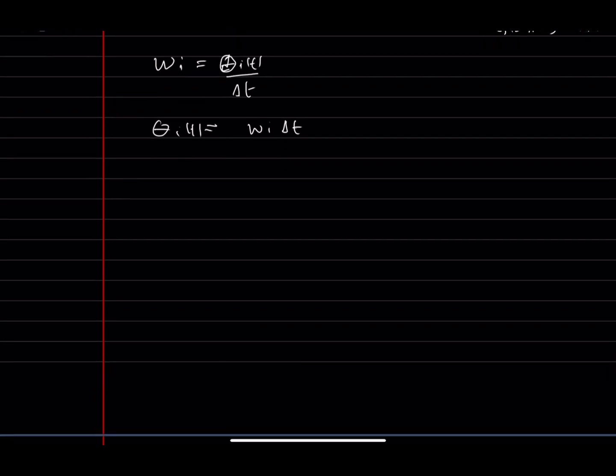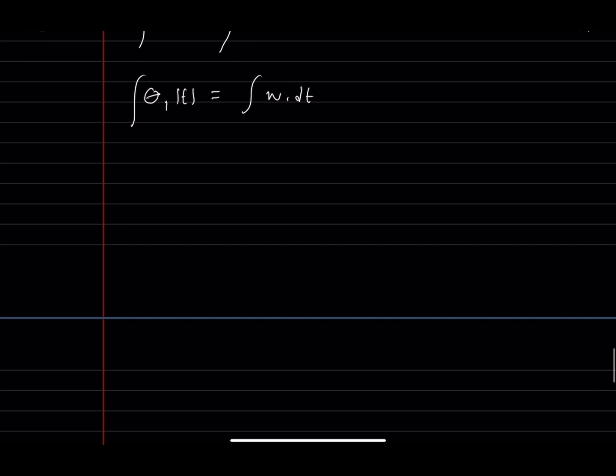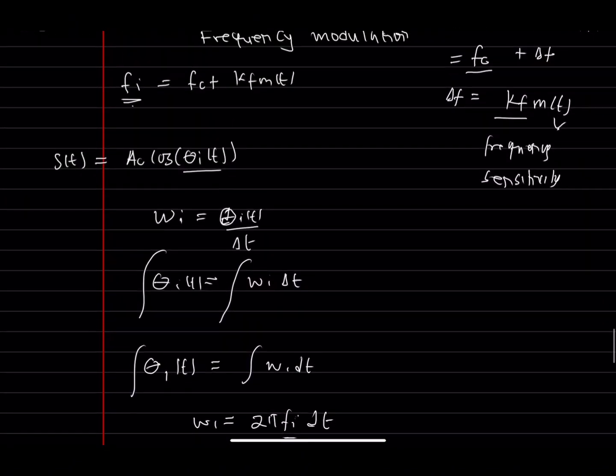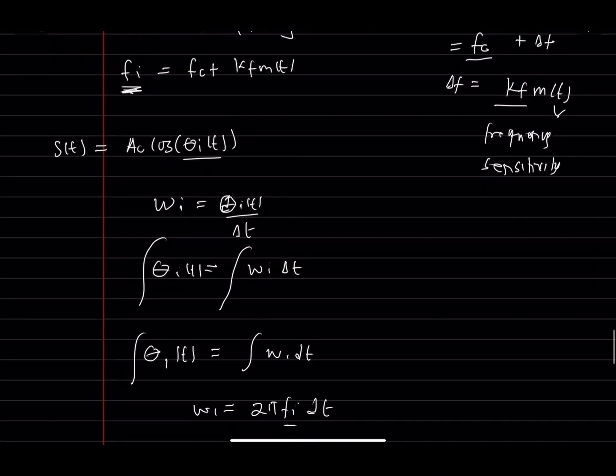And when we want to find the integral of both sides, we can say that the integral of theta i of t is equal to the integral of omega i dt. And this omega i can also be represented by 2 pi fi dt. You have to take note, where the fi represents the instantaneous frequency that I wrote over here, which is equal to fc plus kf m of t.